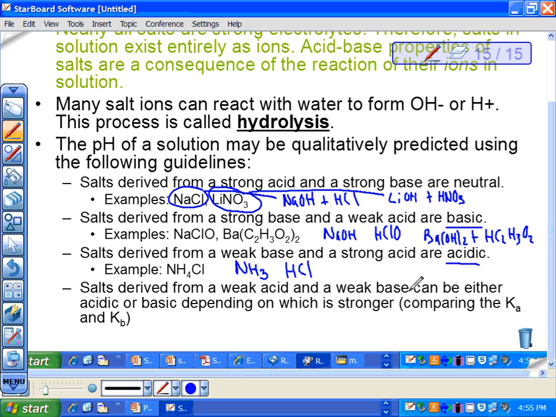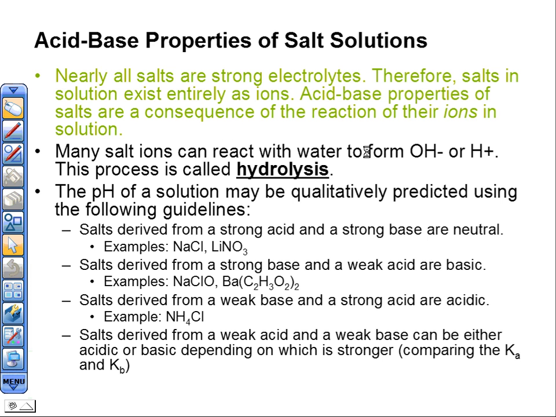What if they're both weak? Well, if they're both weak, you actually have to look at the Ka and the Kb, and whichever one's bigger would decide whether it's acidic or basic. So if it were made from two weak ones, you would have to compare the Ka of the acid and the Kb of the base, and whichever was the bigger number would determine whether your salt is acidic or basic. And sometimes they're close to neutral too if their Ks are very close to each other.